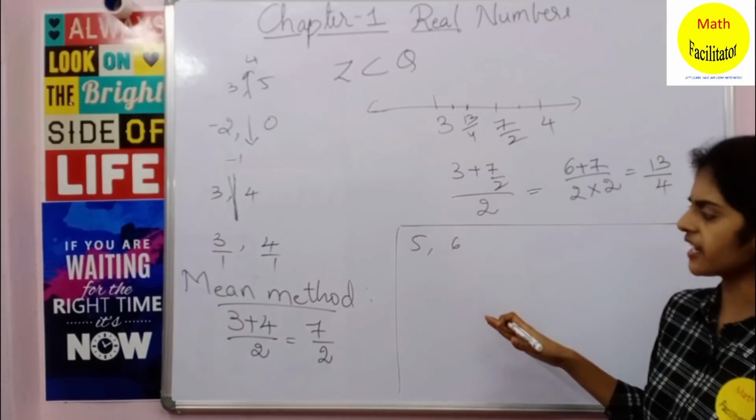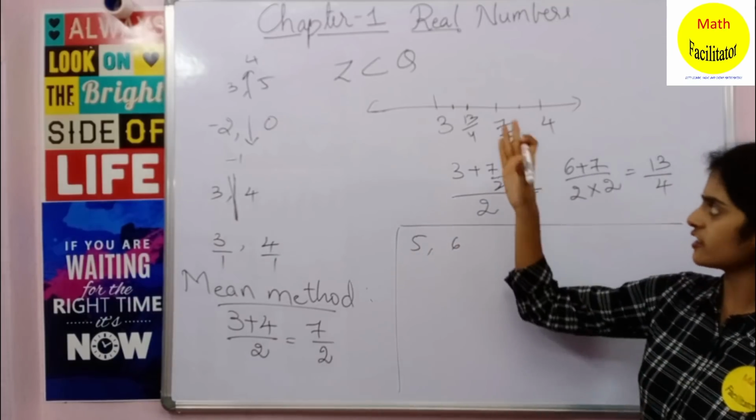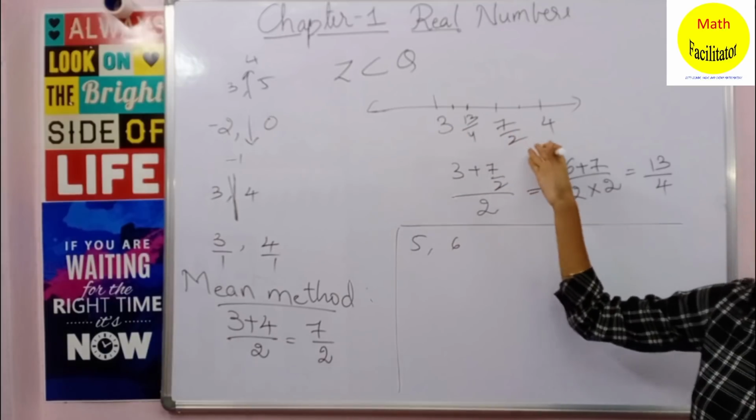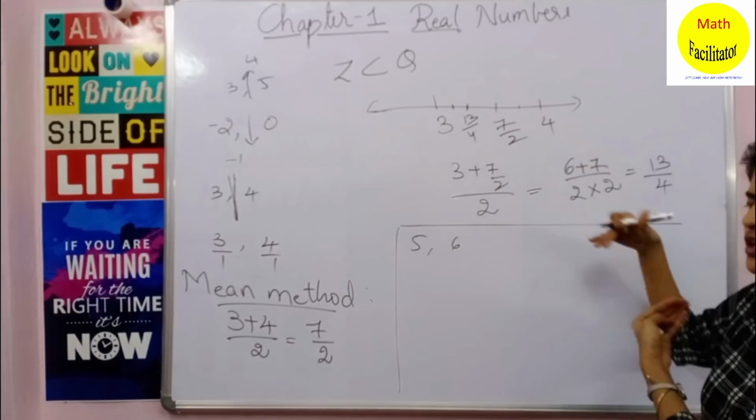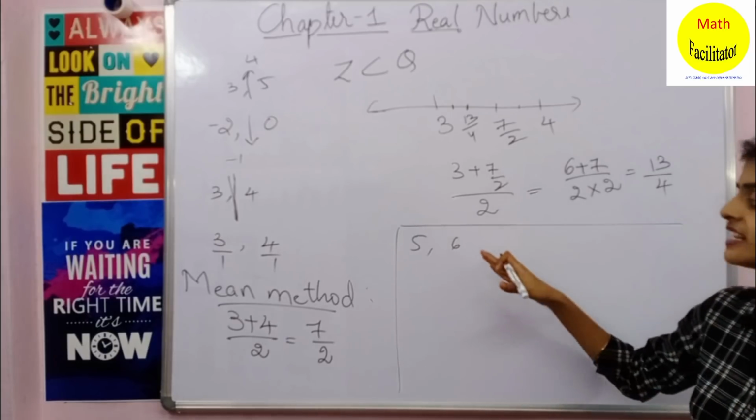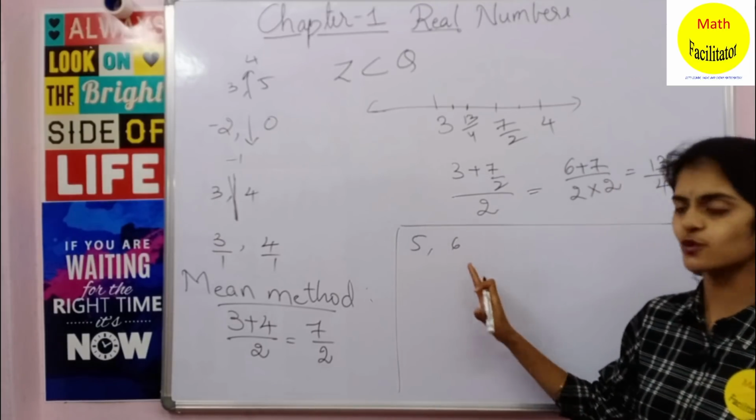You have to find the mean of 5 and 6. Again you get an answer like this. Again you have to find the mean of 5 and the answer which you get. So this process continues. Instead, there is a one step process where you can find 5 rational numbers between these two rational numbers.